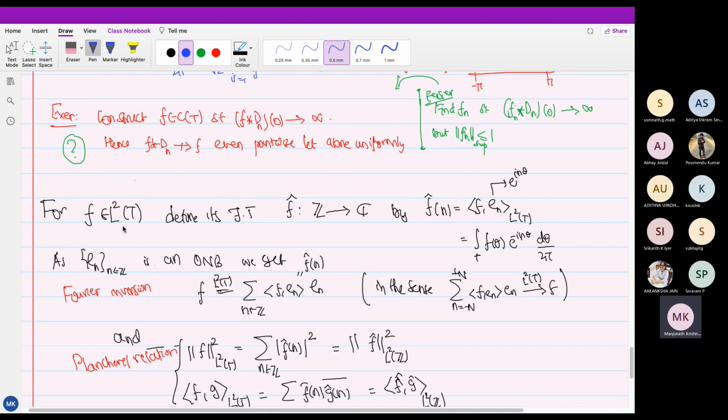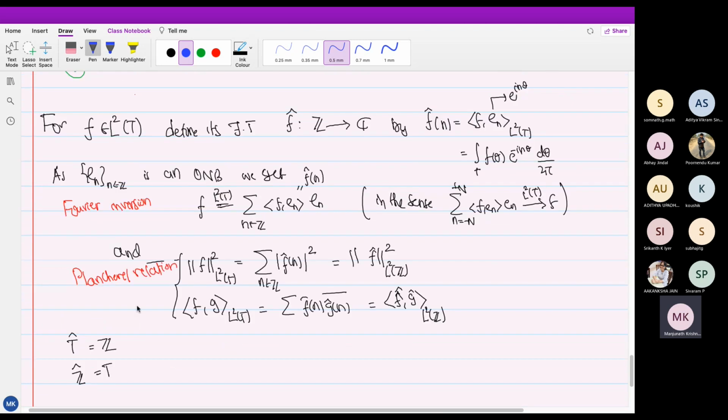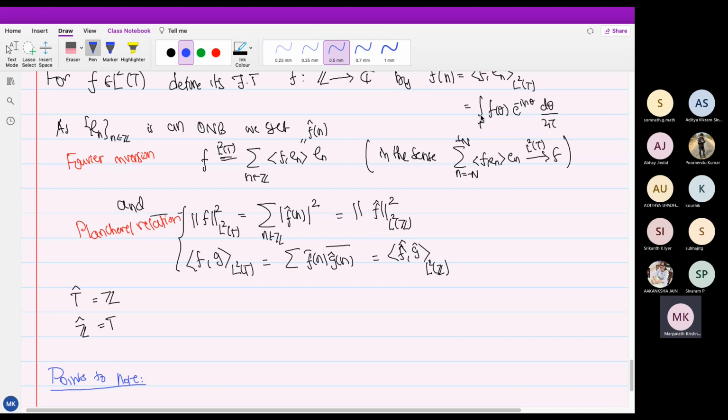So if you look at the definition of the Fourier transform, f hat of n is the inner product of f with e_n. Why does this integral exist? If you look at this integral, the natural domain is not L2 functions. So will the integral exist? Yes, it exists. In a moment you will see, or you may already see.